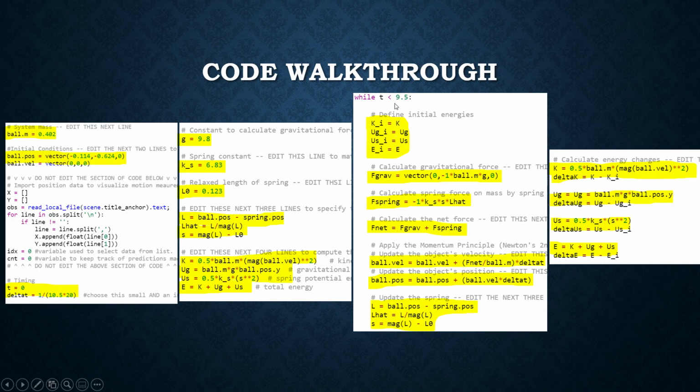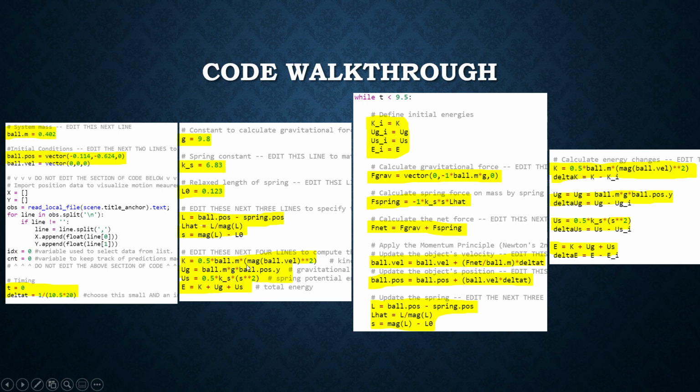And for our code, I've highlighted everything that I changed. We added the ball mass, the initial position and velocity, and then the delta t, 1 over the frame rate times 20. We also added the gravitational constant, spring constant, and the L naught. And then we calculated the L vector, the length of the spring, the L hat vector, which is the L vector over its magnitude, and then S, which is the magnitude minus L naught.